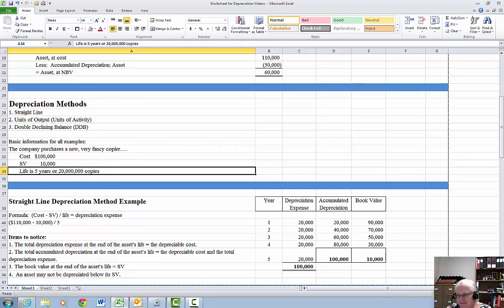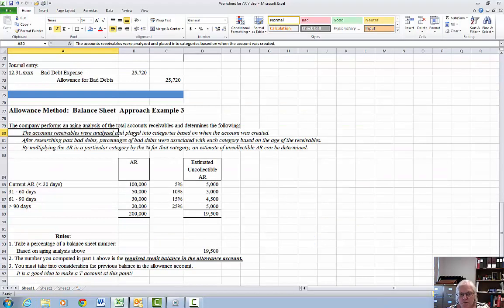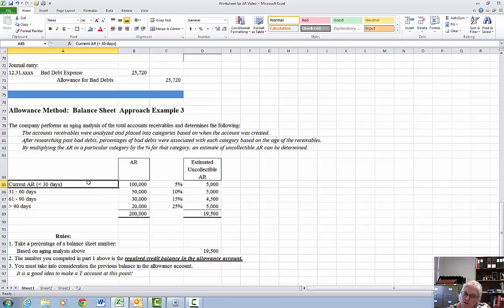So they analyzed each accounts receivable, and they placed it into a category based on when the account was created. So you can see that we have the ones that are current, which are less than 30 days old. We have ones that are up to 2 months old, 3 months old, and over 3 months old.